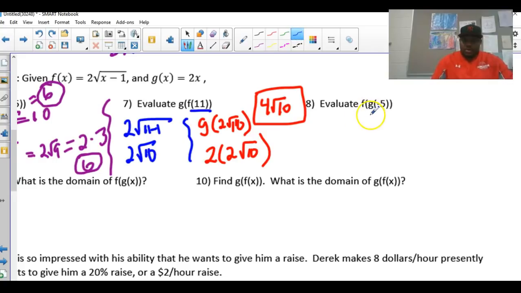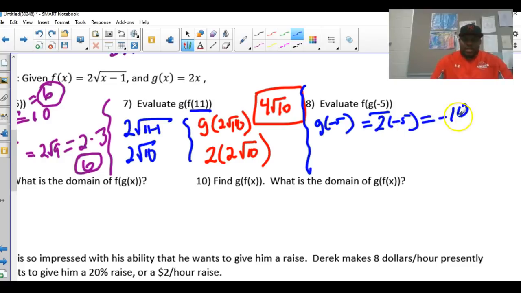Lastly, right here, I'm going to evaluate g of negative 5 first. When I do that, we're going to have 2 times negative 5, which is negative 10. So now I take the negative 10 and I'm going to plug it into f.